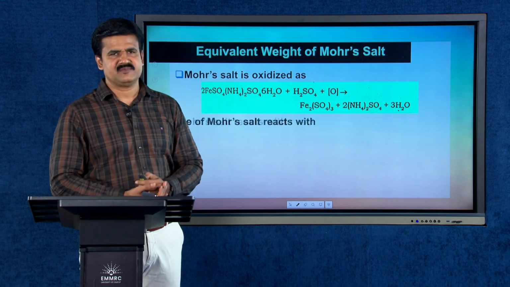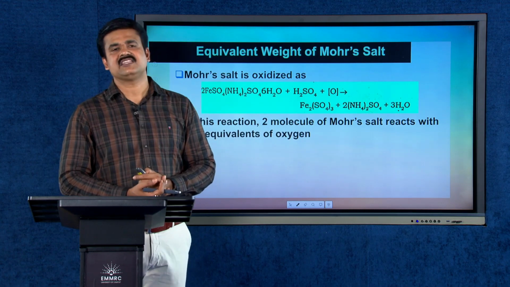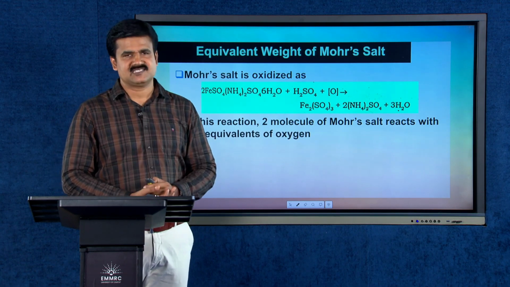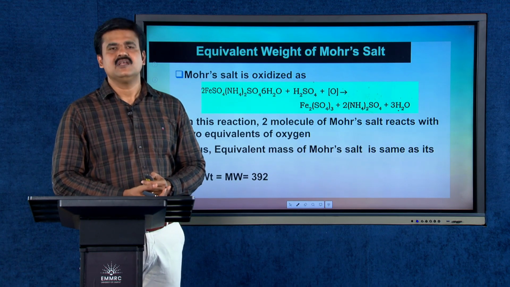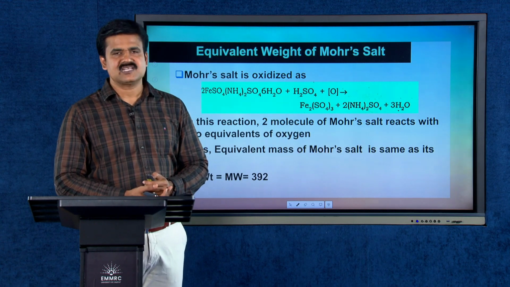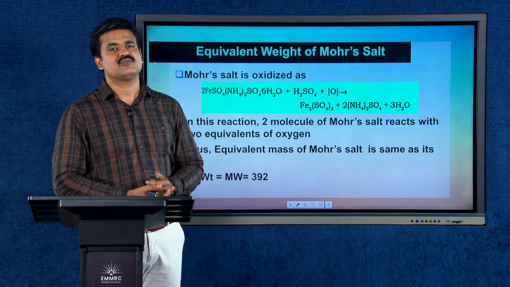So, in this transformation, it is clear that 2 molecules of Mohr's salt react with 2 equivalents of oxygen. So, the equivalent mass of Mohr's salt is the same as its molecular mass. The molecular mass of Mohr's salt is 392, which is the same as its equivalent mass. It is very, very important to remember that the equivalent weight of Mohr's salt is 392. The equivalent weight of potassium dichromate in acid medium is equal to 49.